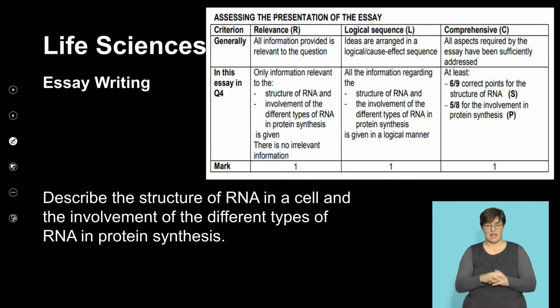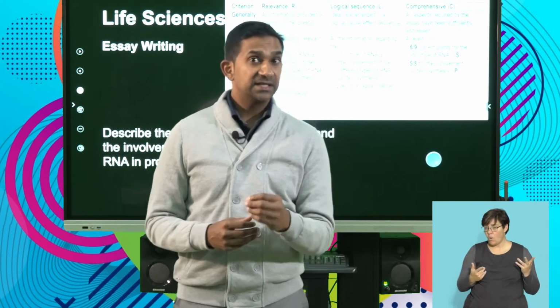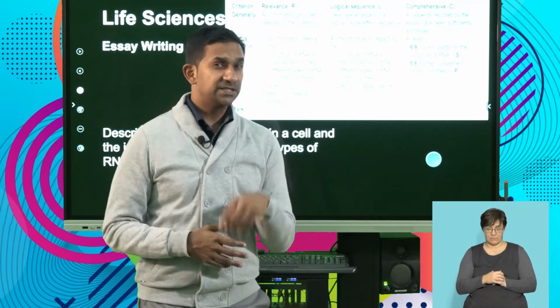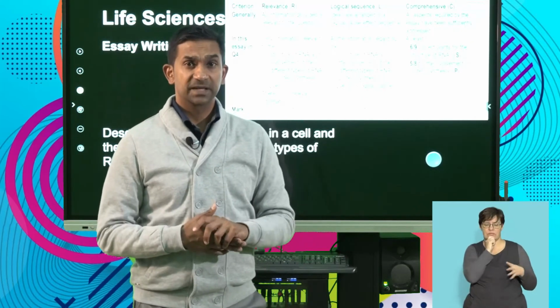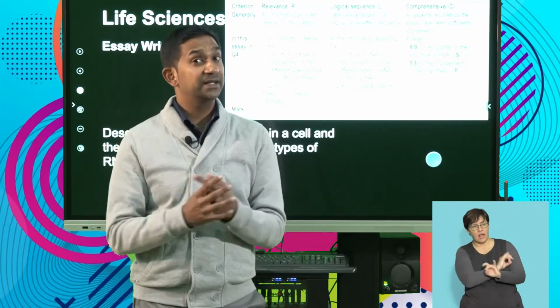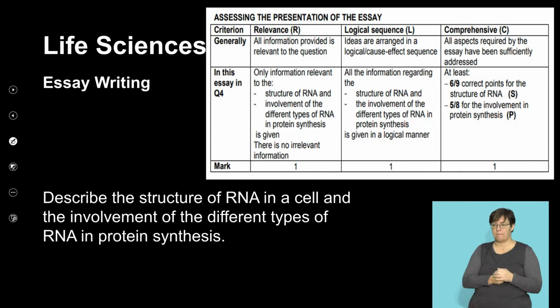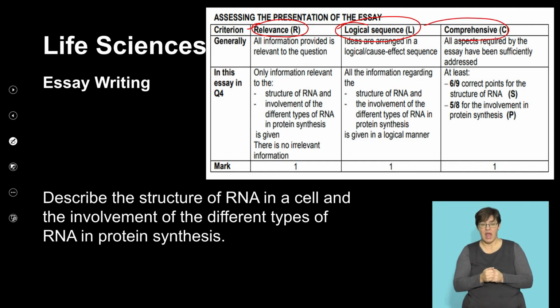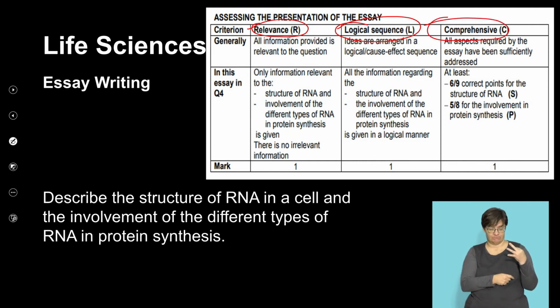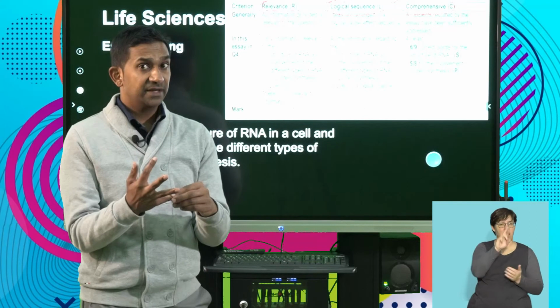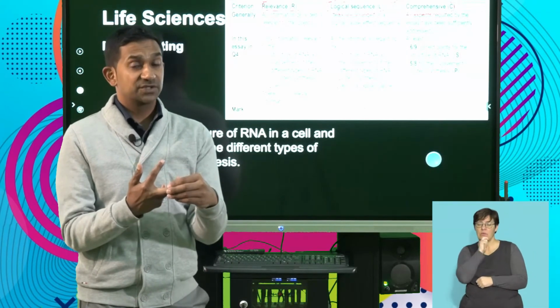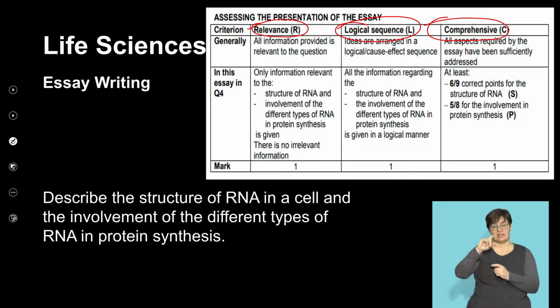Guys, these essays are marked very systematically using what we refer to as a rubric. It's important that you understand how this rubric is used. Essentially, it will help you to think clinically around how to structure your essay. So let's look at the rubric for this particular essay. There are relevance, logical sequencing, and comprehensiveness. Relevance means that what you've written in this essay was relevant to the aspect. So we needed to discuss the types of RNA, the structure of RNA, and the use of those different types of RNA in protein synthesis. So has the information that you provided been relevant to the topic?